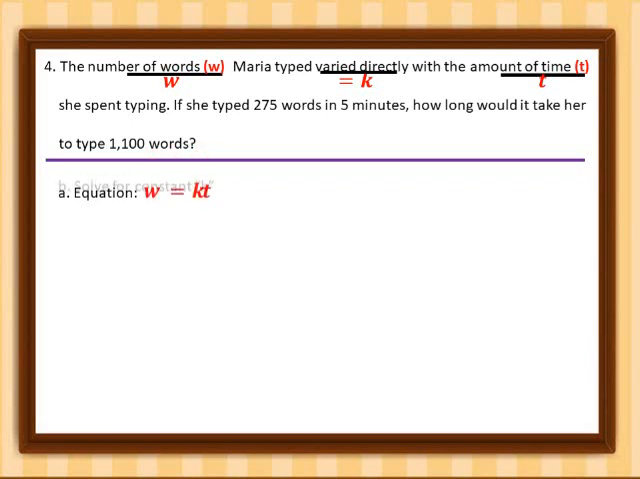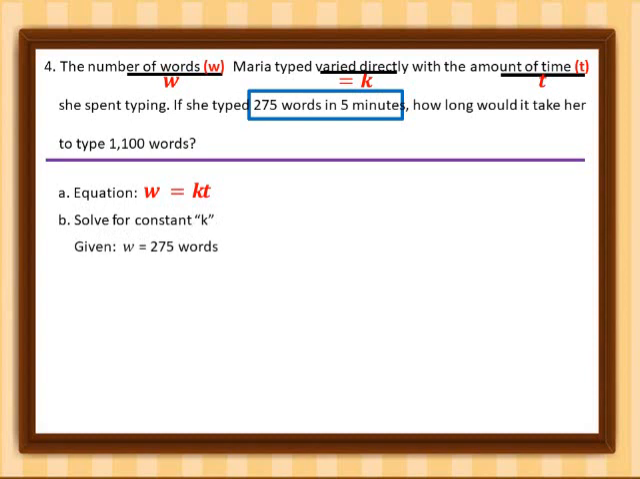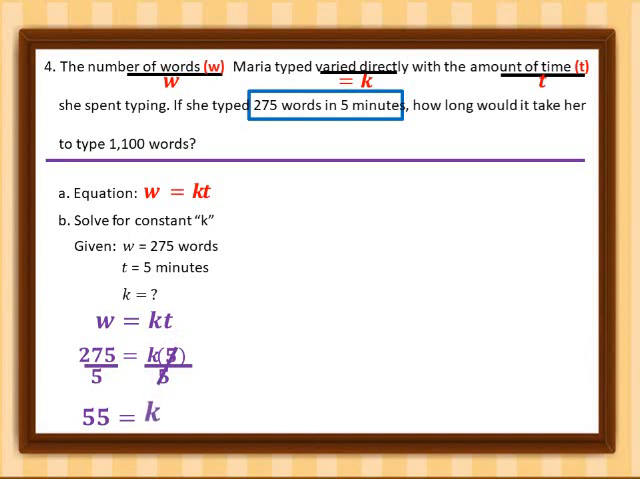Now, solving for the constant. Our given is 275 words in 5 minutes. So W is 275 words and the time is 5 minutes, and we want to solve for the constant K. So again, our equation is W is equal to K times the time. So we substitute: 275 is equal to K times 5. Dividing everything by 5, 275 over 5 would give us 55. We cancel the 5, leaving us the K. So our K here for number 4 is 55.